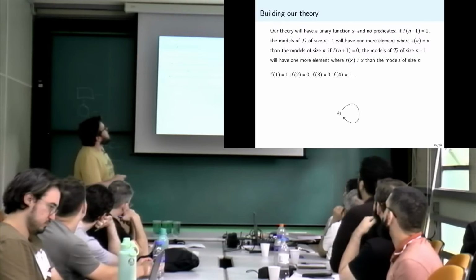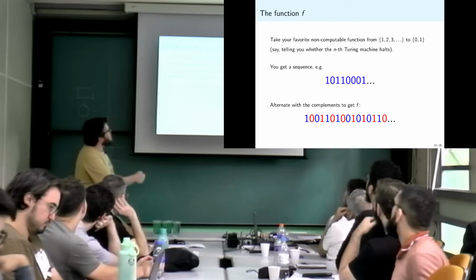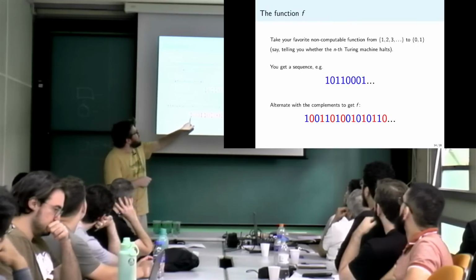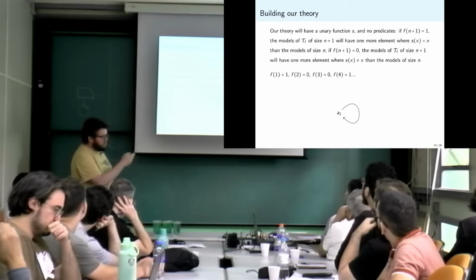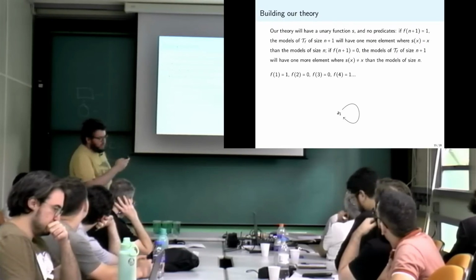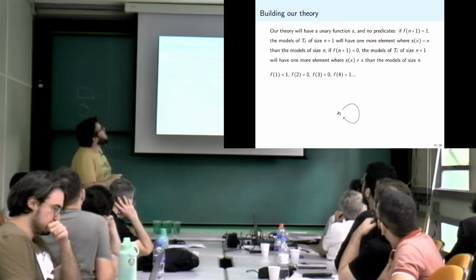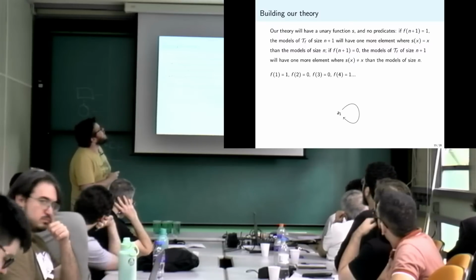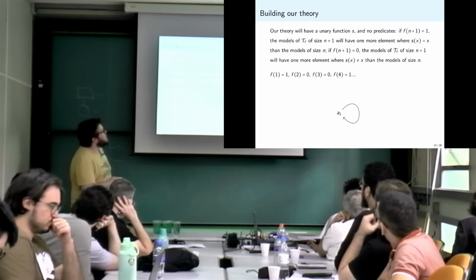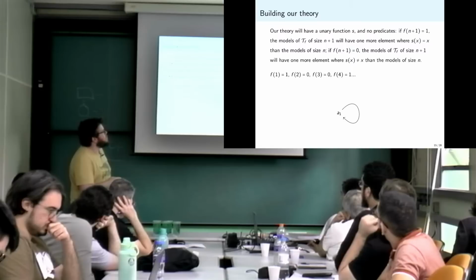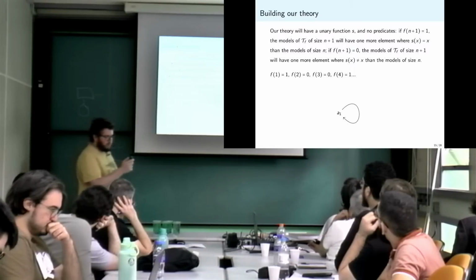So the function that I ended up with starts with 1, 0, 0, 1. I give a brief explanation here, but I don't think it's that helpful. Because I start with 1, let me start the models of the theory with a loop. This is a model of the theory.